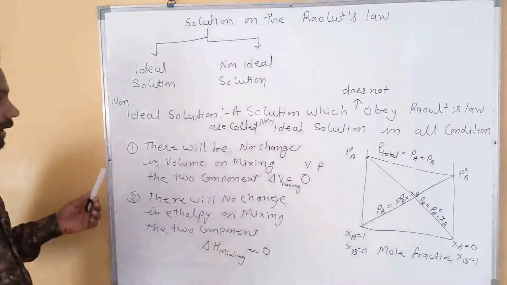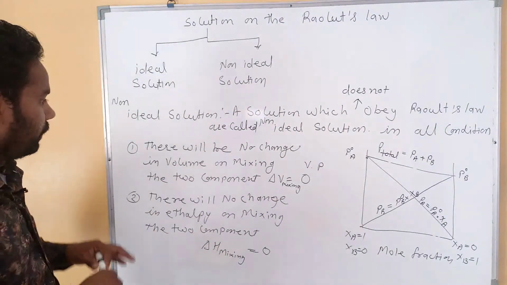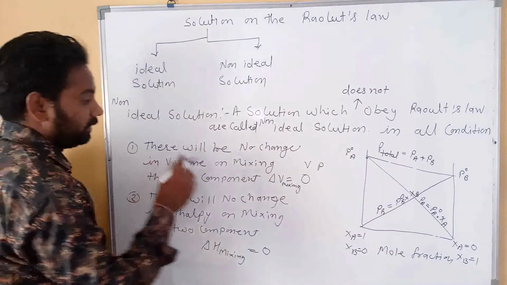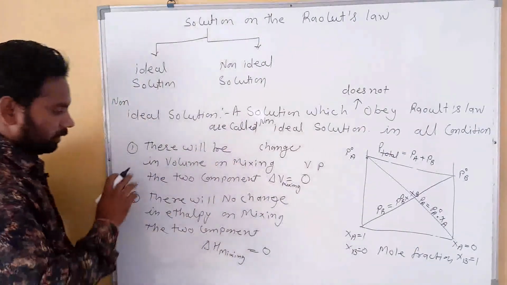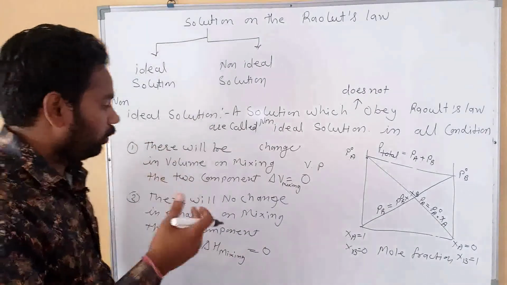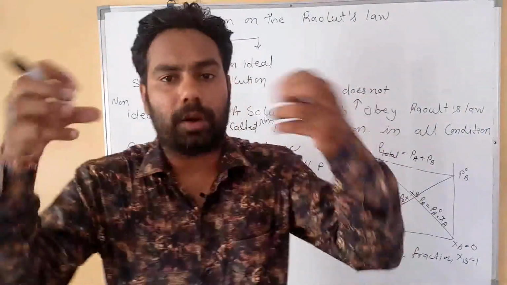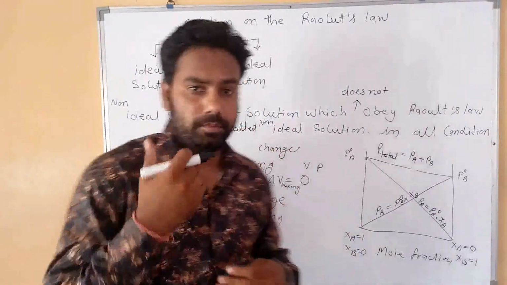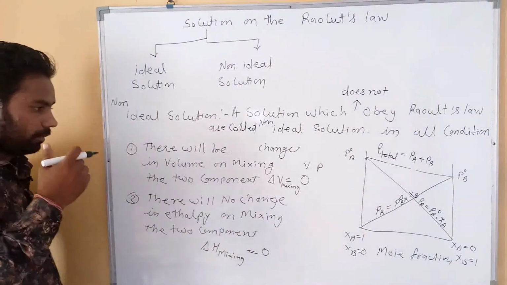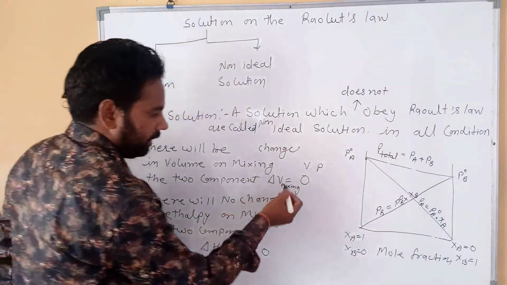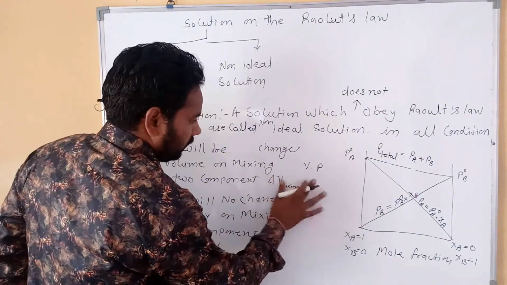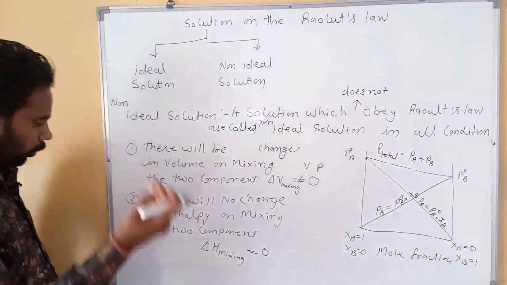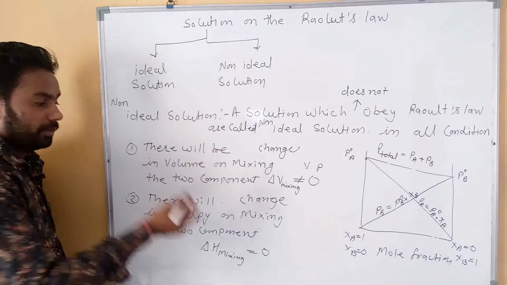In this also there will be no change. In a non-ideal solution there will be a change in volume on mixing the two components. When we mix the two components to each other, then del V mixing is not equal to 0.